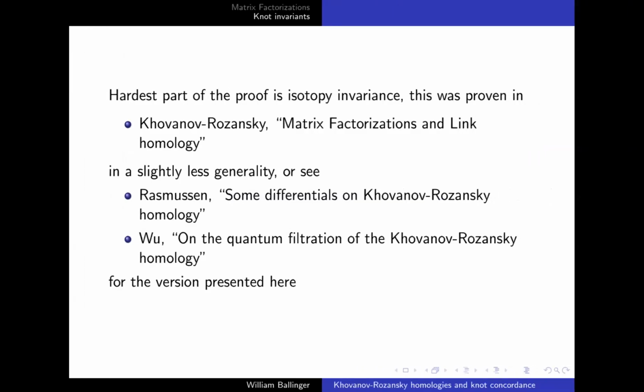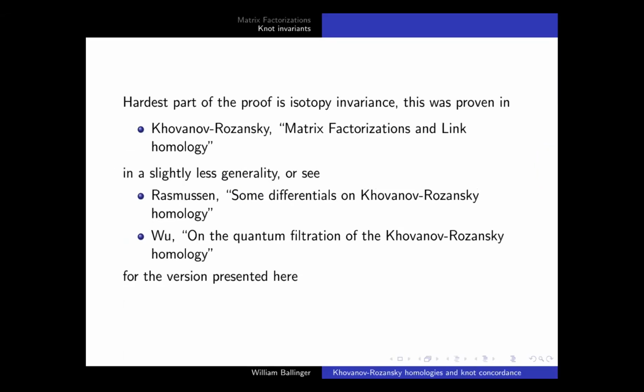Okay, and just a word on the history of this result. The hardest part by far is to prove that this gadget is actually an isotopy invariant. And that was essentially proven by Khovanov-Rozansky in this paper, Matrix Factorization and Link Homology, that really started this whole business. And that was maybe a slightly less general version because, in the notation we've been using here, they only looked at W of x equals 1 over n plus 1, x to the n plus 1.